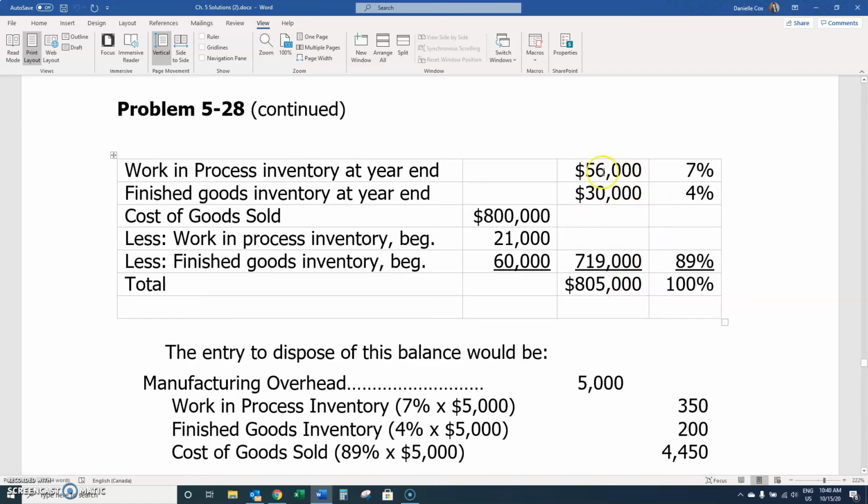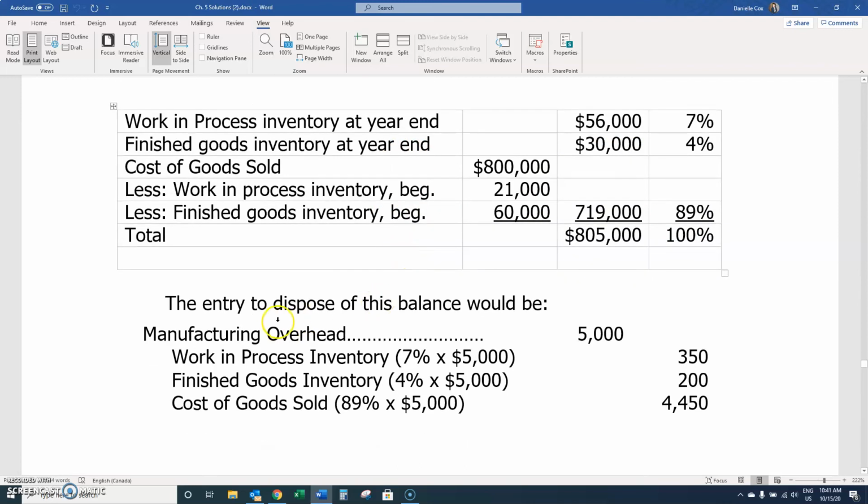What portion is finished goods? So 30,000 divided by 805,000. So finished goods makes up 4%. And cost of goods sold, 719 divided by 805 is 89%. So now we know of the total, 7% belongs to work in process, finished goods 4%, and 89% cost of goods sold. And it just so happens it's 5,000 here again, so there was a $5,000 balance in the manufacturing overhead. So now we use these percentages.